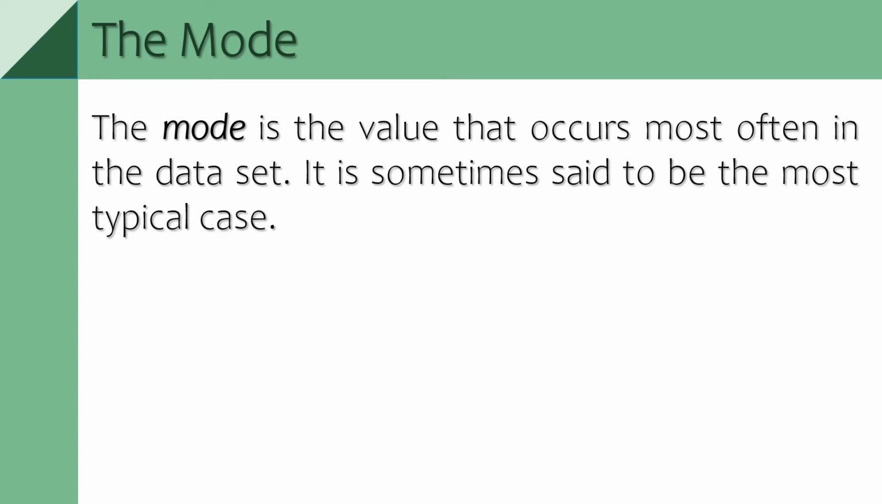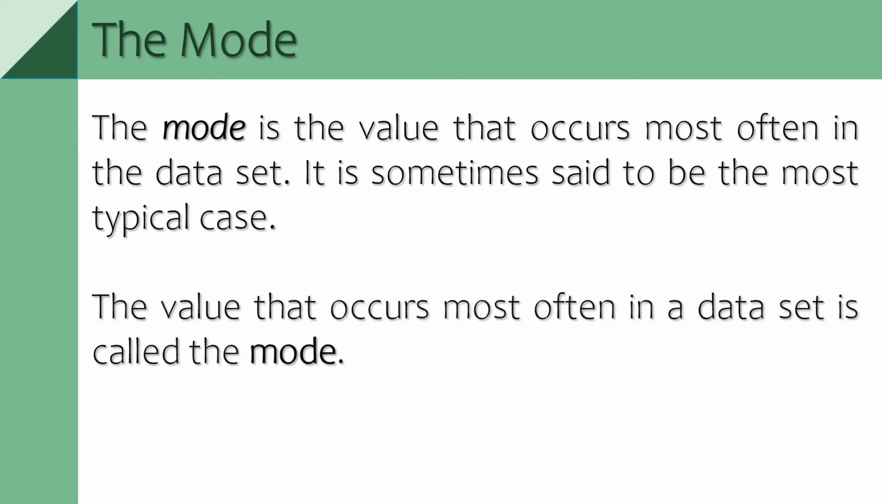Okay, so next is the mode. The mode is the value that occurs most often in the data set. It is sometimes said to be the most typical case. So when do we use the mode? In an election, for example. The value that occurs most often in the data set: whoever has the most votes wins. So the mode is what is used there.